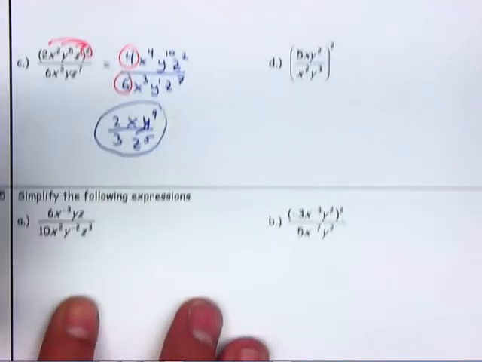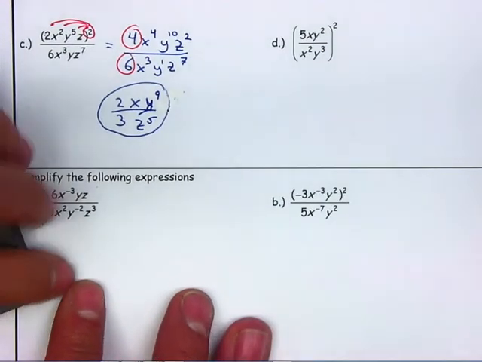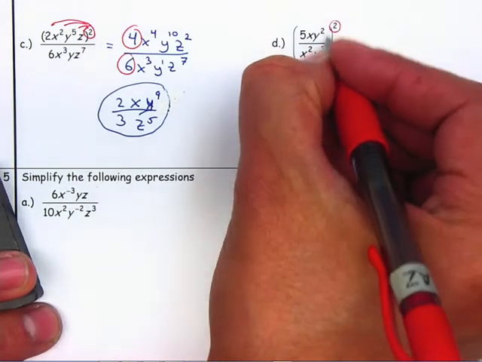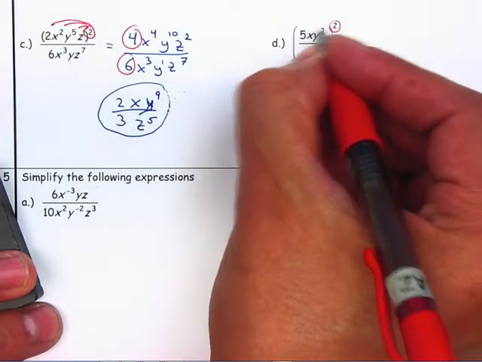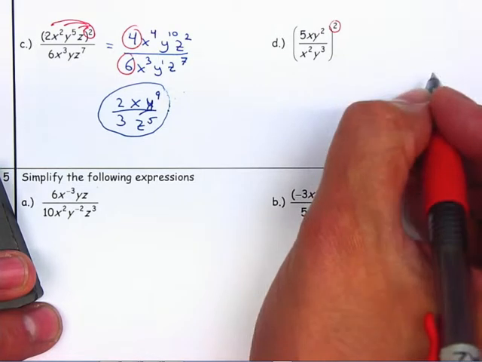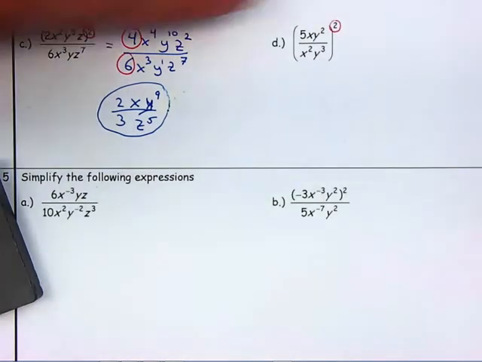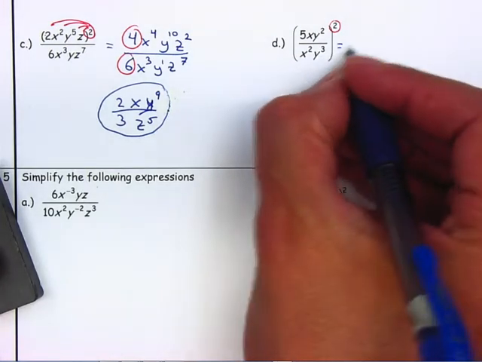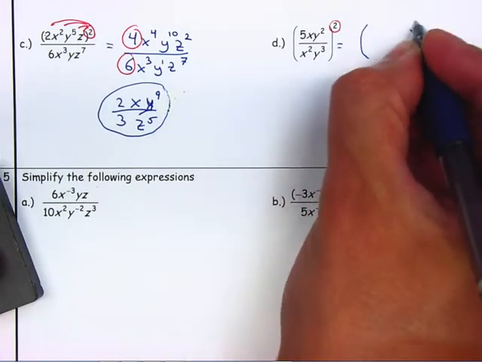Let's try letter D. Notice that the exponent belongs to both of them. So if you want to distribute, you can distribute and then simplify. But it is best to simplify first before you distribute. You'll make your life a little bit easier. So let's see. It will still be squared.